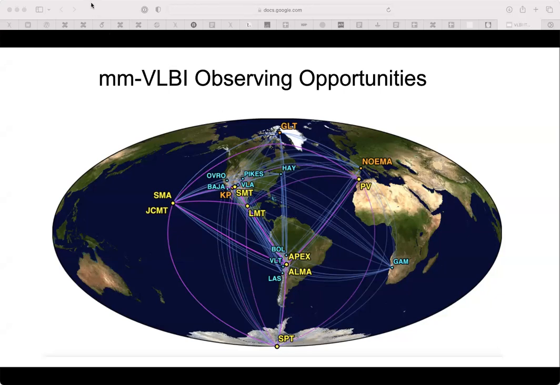So yes, how do we observe with millimeter VLBI? Do you see my slides well? We tested this before. We see them fine, Violette. Perfect. Thank you, Kazi, for confirming.